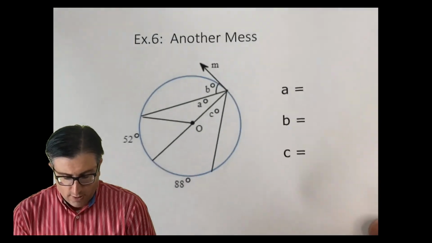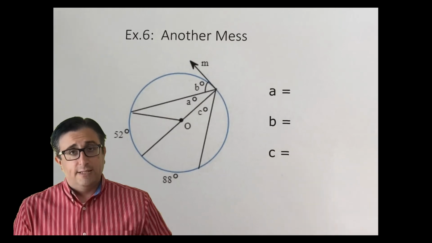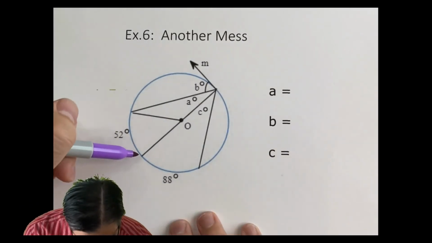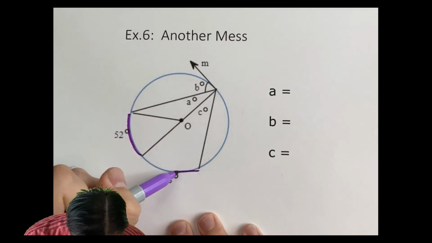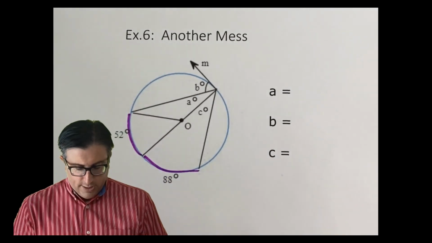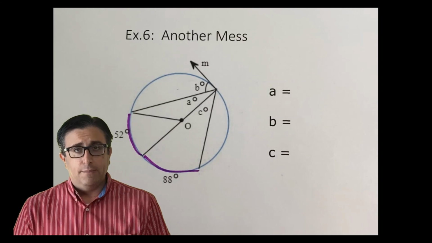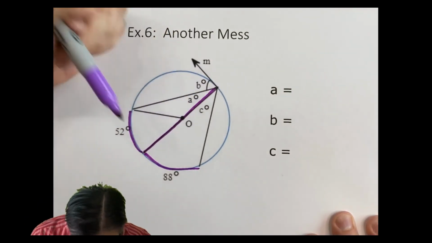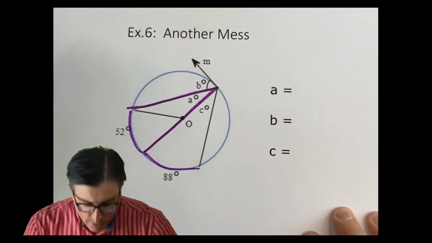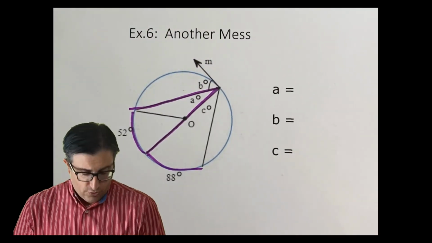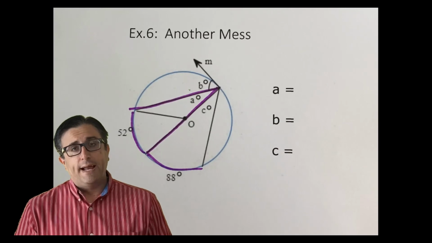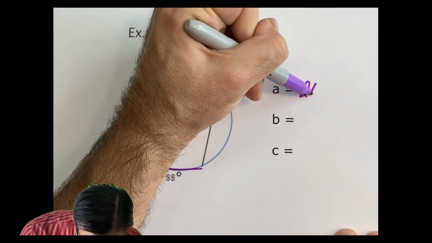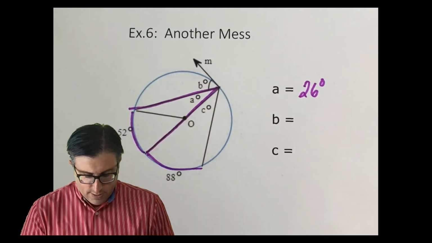Problem number 6 is our last example, and again, it's just another mess of angles and chords. So they give me 52 degrees here, and they give me 88 degrees here. So let's use that to find the missing A, B, and C. A is going out with a chord this way, and a chord that way. Those two chords create the 52-degree arc, and I know that the arc is always double the angle. So half of 52 degrees gives me 26 degrees.